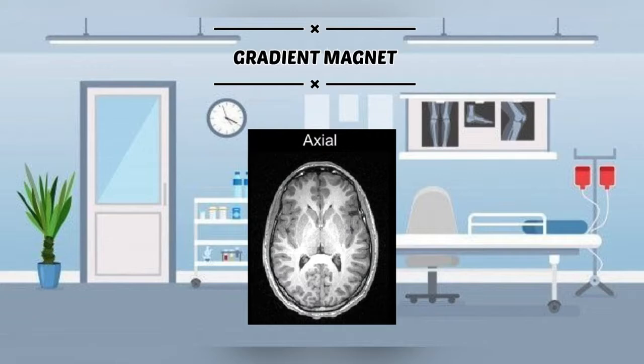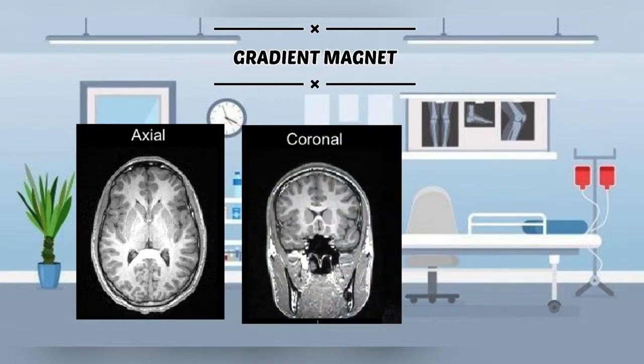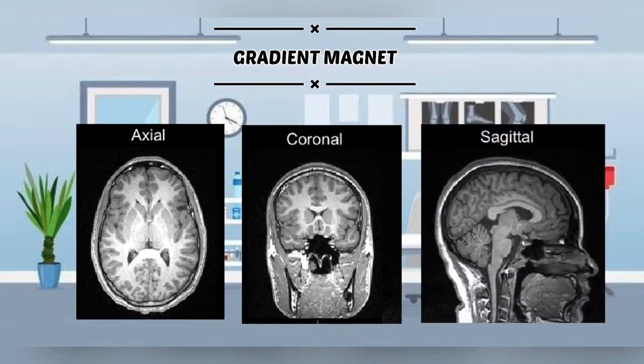The Z gradient runs along the long axis to produce axial images. The Y gradient runs along the vertical axis to produce coronal images, and the X gradient runs along the horizontal axis to produce sagittal images.